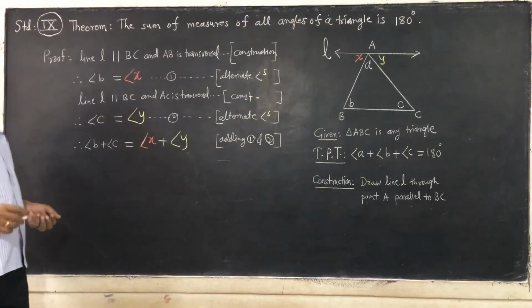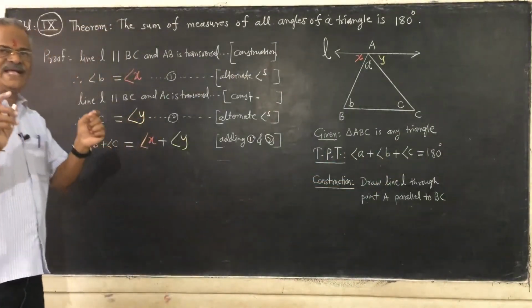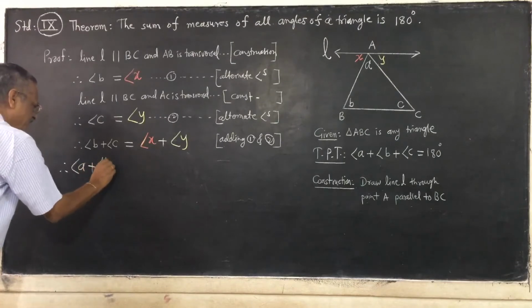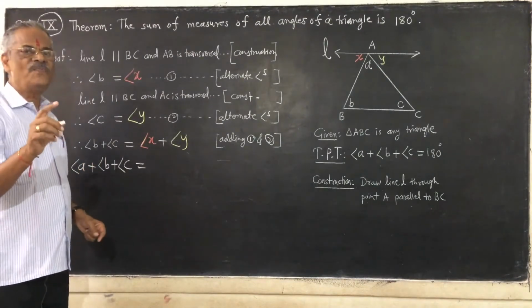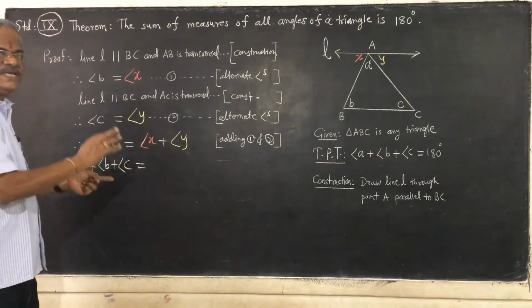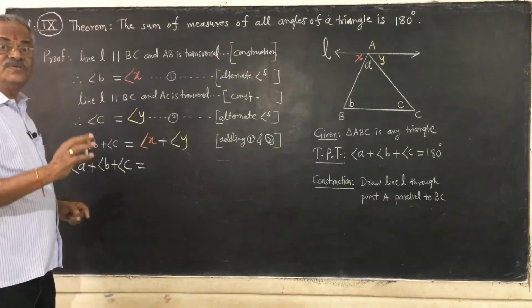Now very interesting point. We have to calculate A plus B plus C. So let us add angle A to the left hand side. You know the rule of equation. समीकरणाचा नियम आपल्याला माहिती आहे. Same thing we can add to both sides. एकच गोष्ट दोन्ही बाजूला समीकरणाच्या दोन्ही बाजूला ऍड करू.